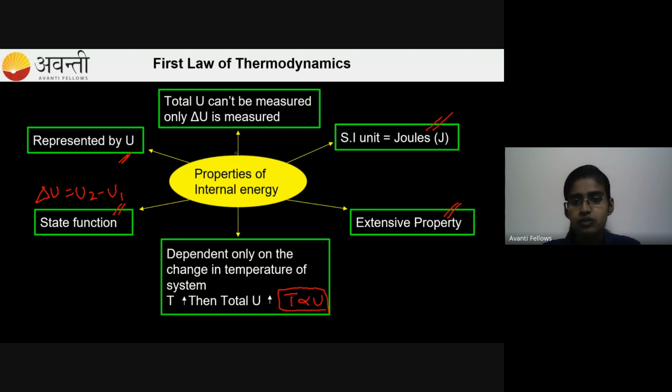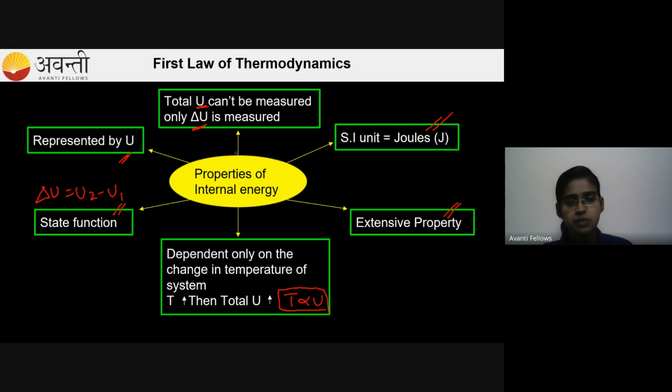The SI unit of internal energy is joule. It is an energy quantity, no? So it is represented by joules. And straight away, you cannot measure the internal energy. Only the change in internal energy is measured. The total internal energy cannot be measured, only the difference between the two systems.